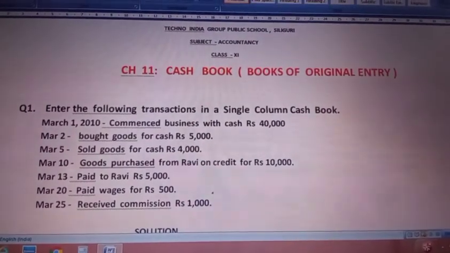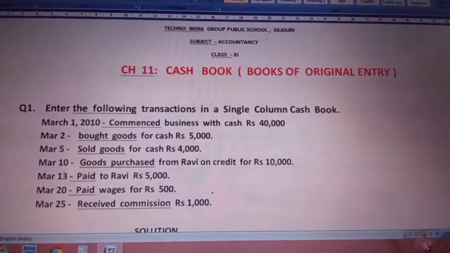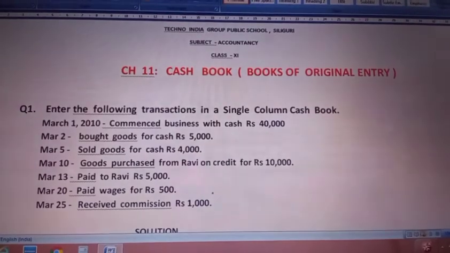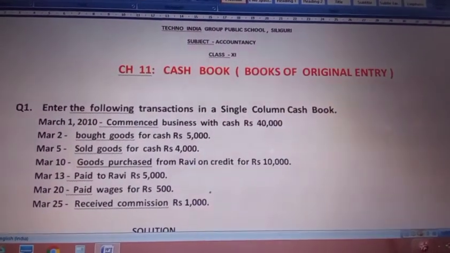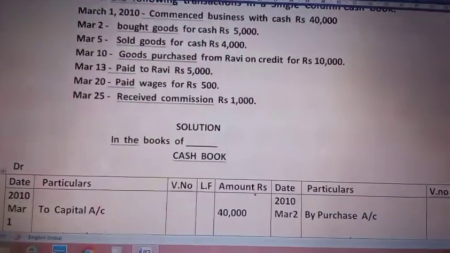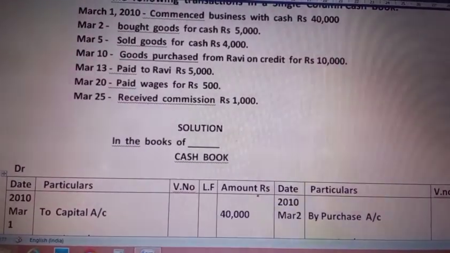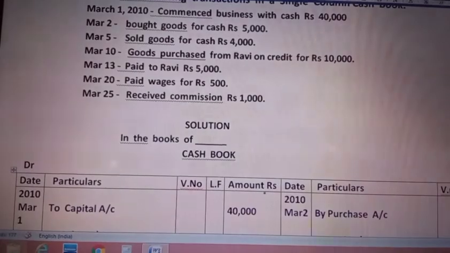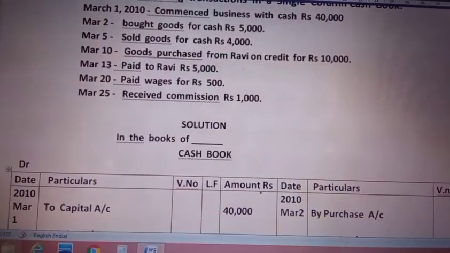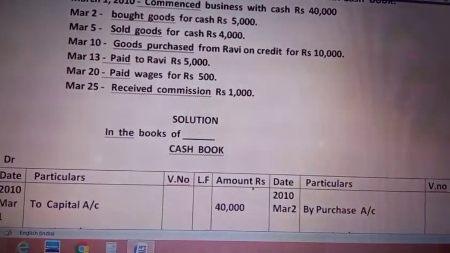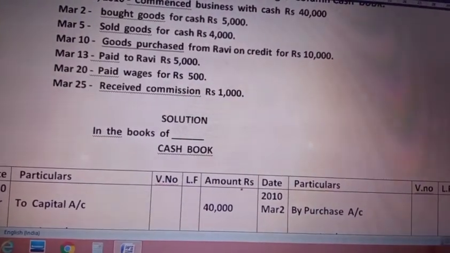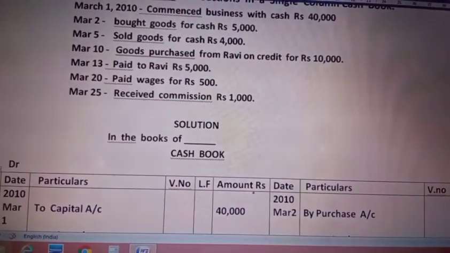So since it is a single column cash book, we will treat this as a cash account only. Okay, so now let us get started with the sum. So now here I will discuss with you the format of single column cash book. The first column is date, then we have particulars, then we have voucher number, LF, amount, and similarly the same columns will be repeated for the credit side. It has a debit side and a credit side.